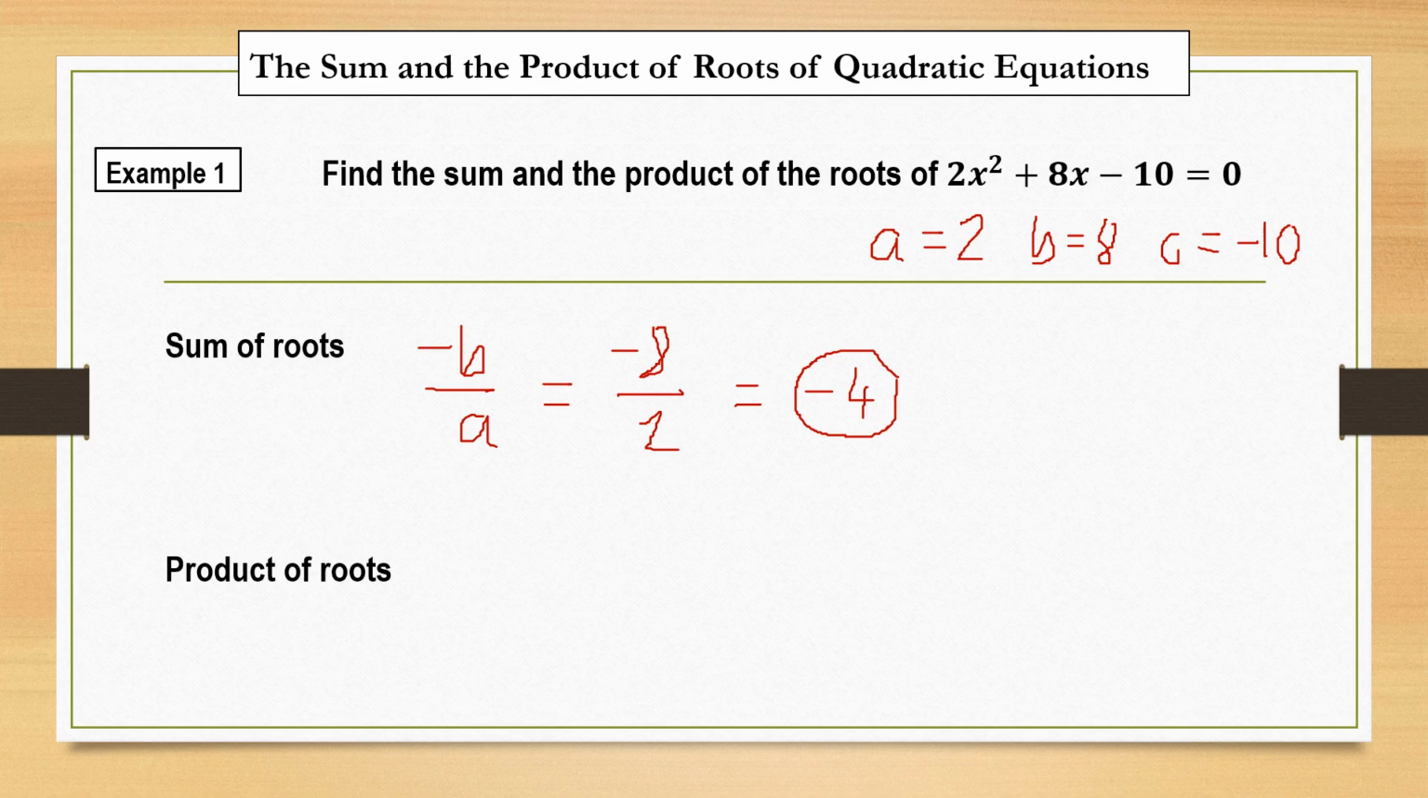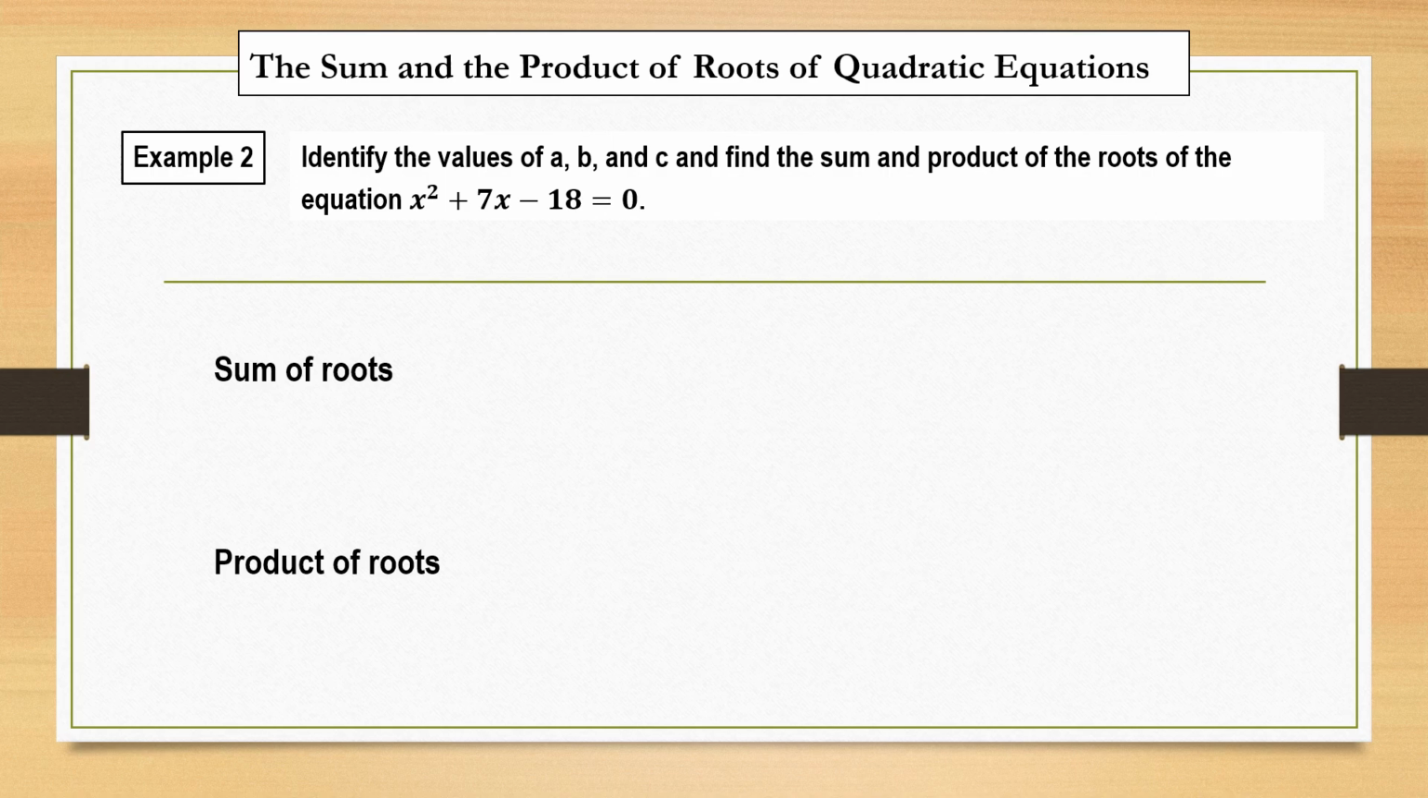Now for the product of the roots, it is given by c over a. c is equal to negative 10. a is equal to 2. Negative 10 over 2 is equal to negative 5. So the product of the roots is equal to negative 5.